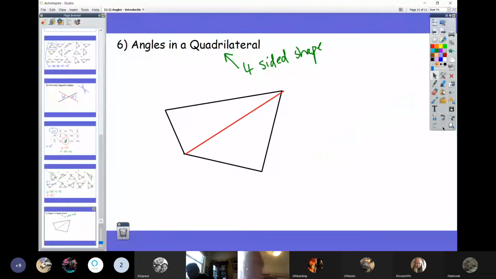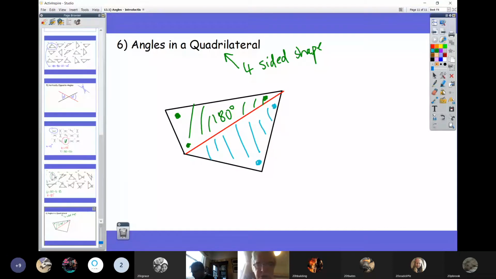There we go. So what do we know about the angles in a triangle? Well, they add up to 180. So those three green angles there would add up to 180. So you've got 180 degrees in that triangle. And then in the other triangle, the angles will also add up to 180. So the angles inside the quadrilateral are going to be two triangles' worth. So two lots of 180, which is 360 degrees. So whenever you've got a four-sided shape, the angles add up to 360.